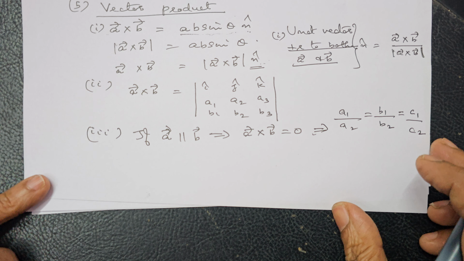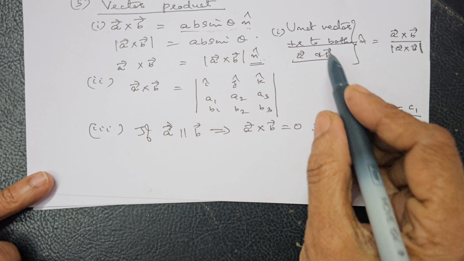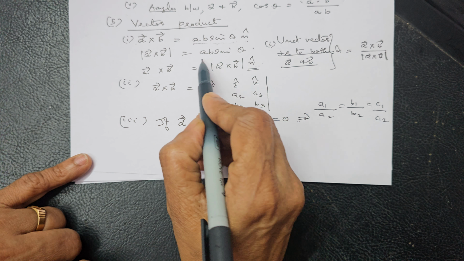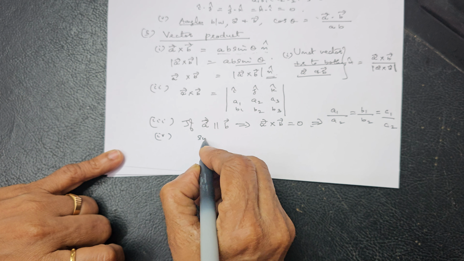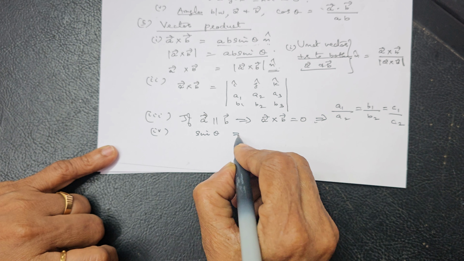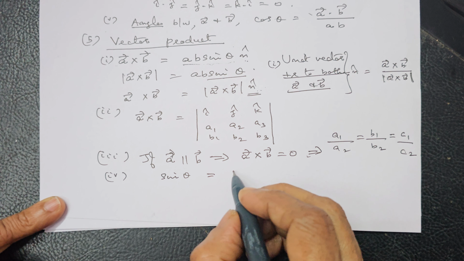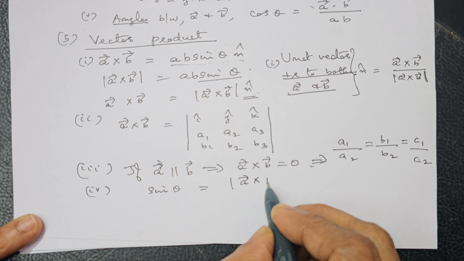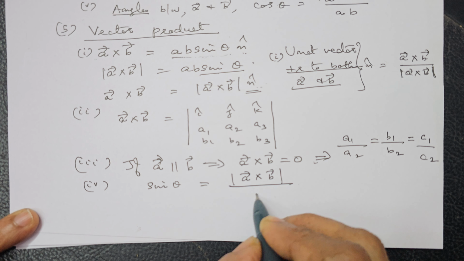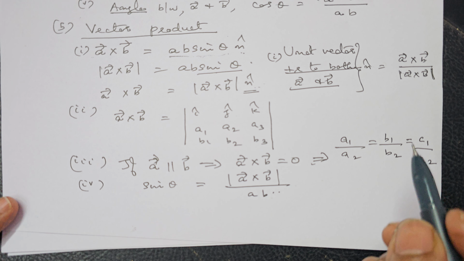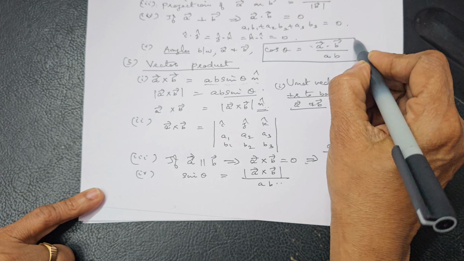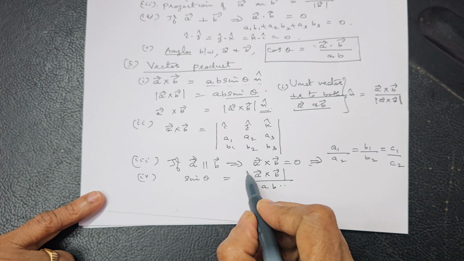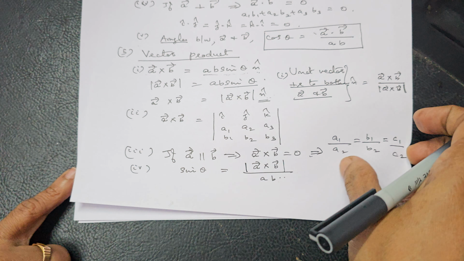Now, how to find the angle between two vectors in terms of sin theta? How to find sin theta in terms of cross product? You can find sin theta is equal to the magnitude of A cross B by AB. Using the dot product also you can find the angle between two vectors. It is A dot B by AB. Here sin theta is the magnitude of A cross B by AB.